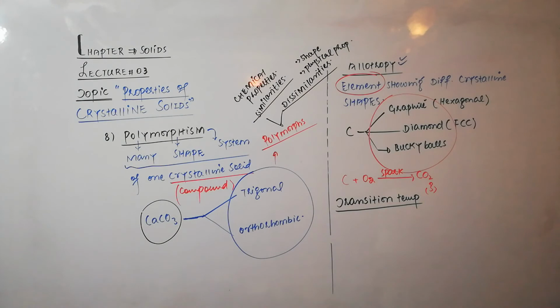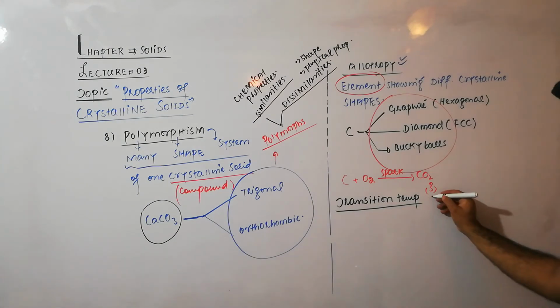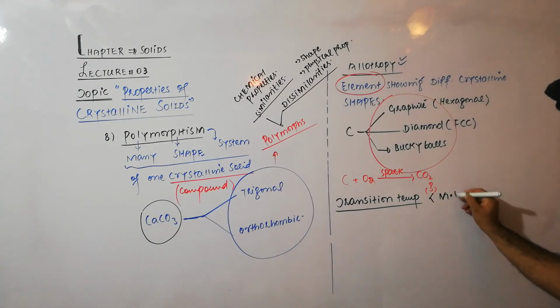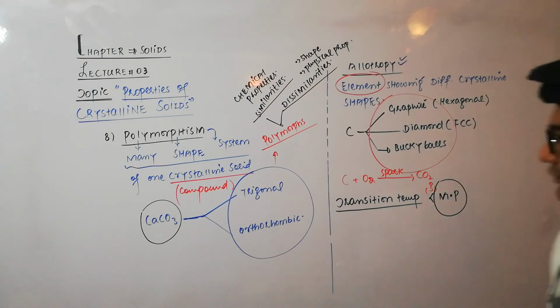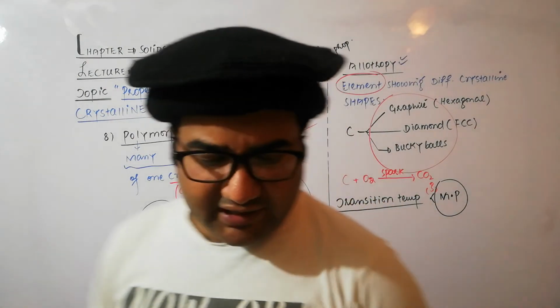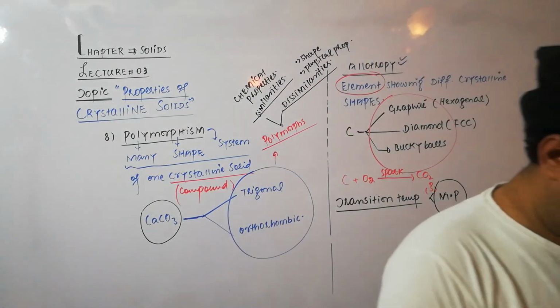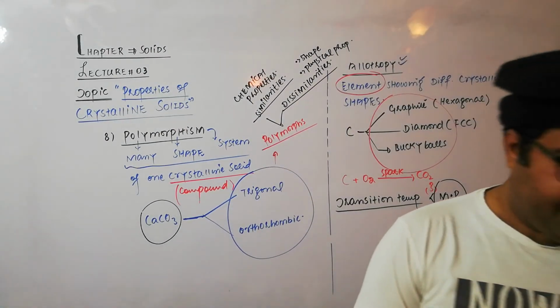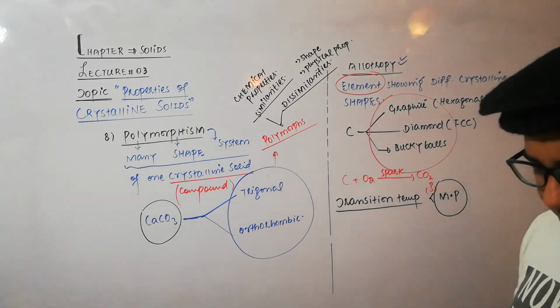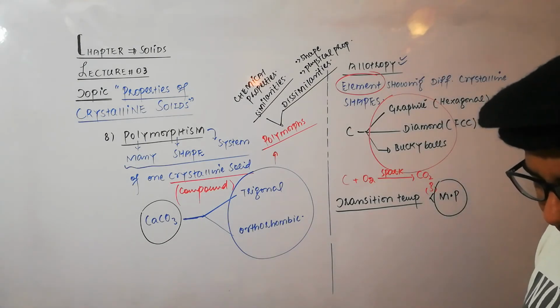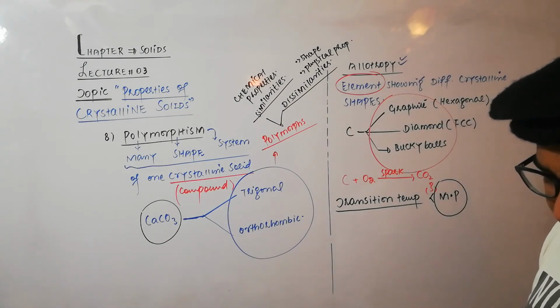And transition temperature is always less than the melting point of the crystalline solid, because at the melting point the crystalline solid will melt, it will not be in the solid state anymore, so it should be less than the melting point. Now let us discuss some examples.